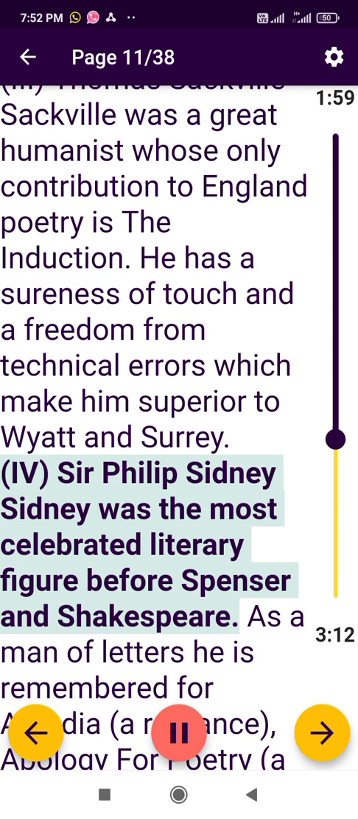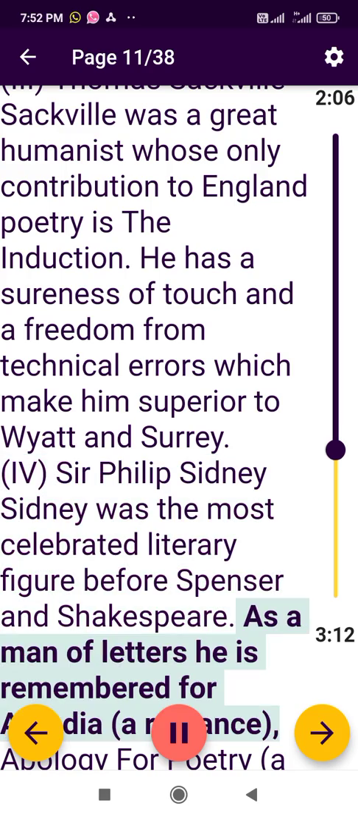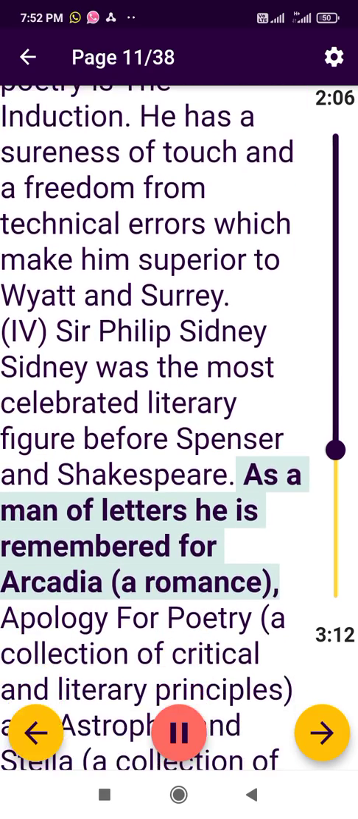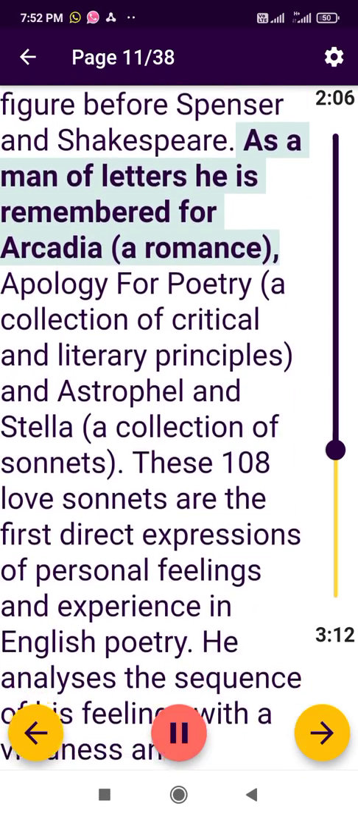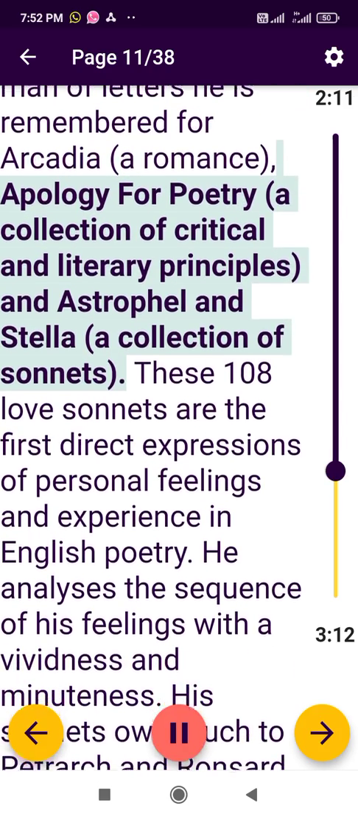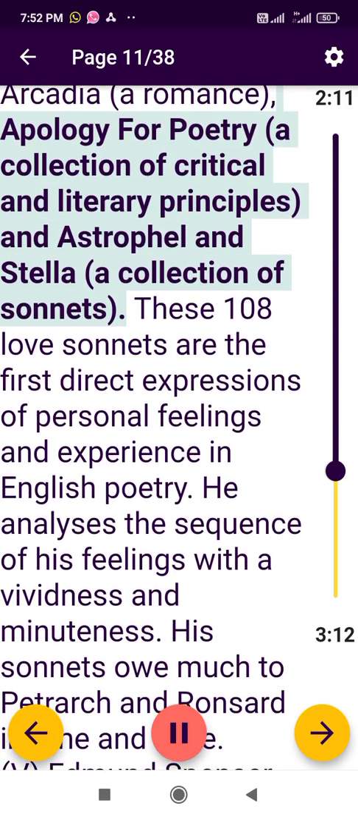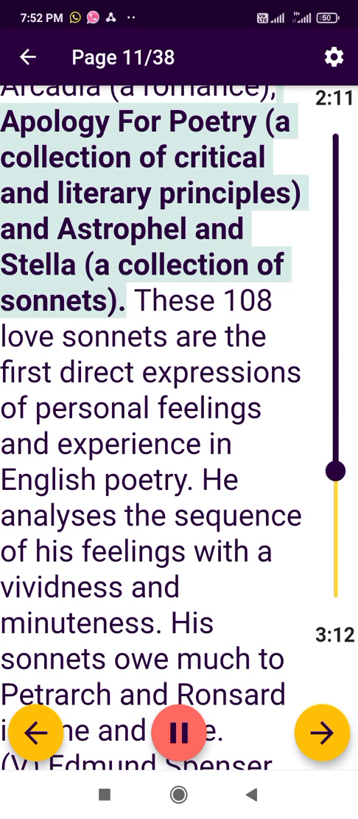IV. Sir Philip Sidney. Sidney was the most celebrated literary figure before Spenser and Shakespeare. As a man of letters he is remembered for Arcadia, a romance, Apology for Poetry, a collection of critical and literary principles, and Astrophel and Stella, a collection of sonnets.